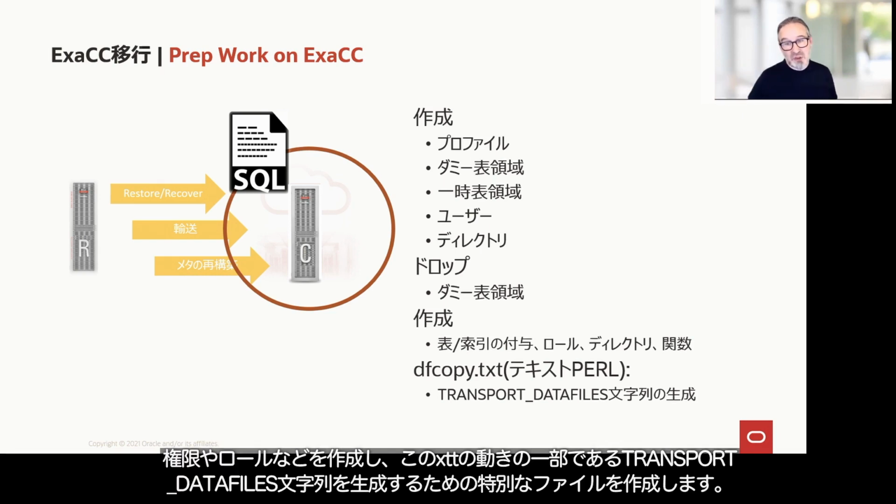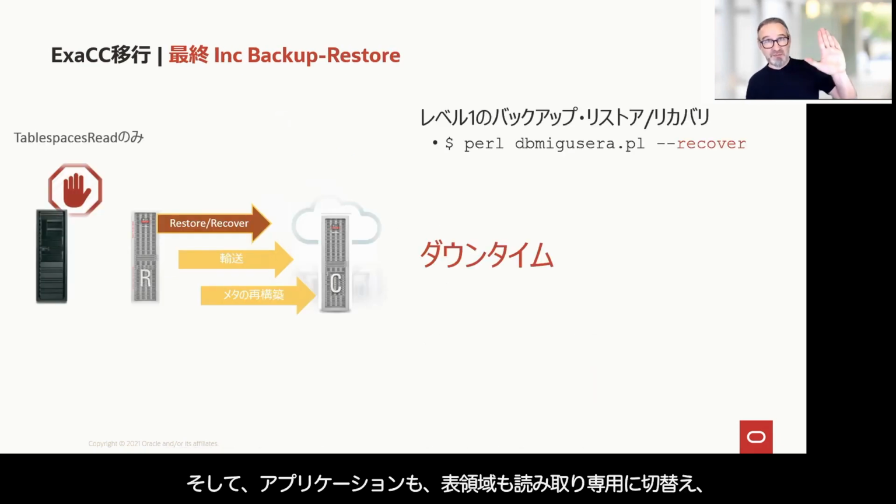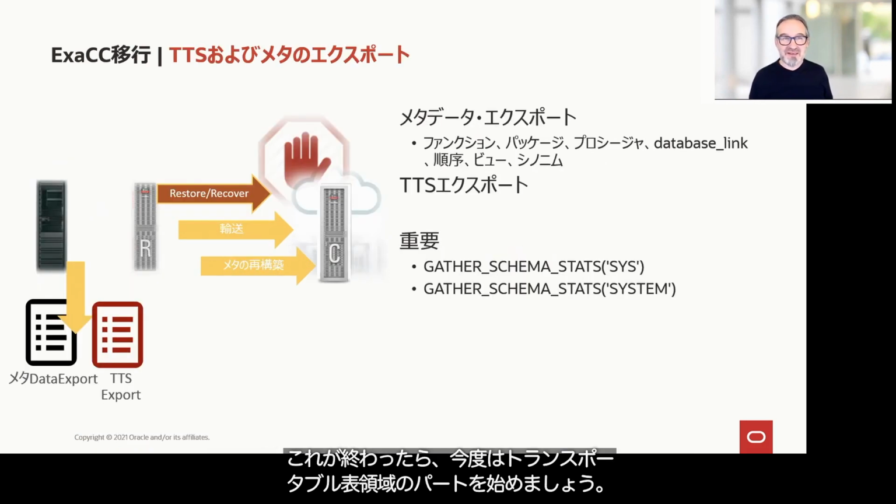I create grants, roles, and so on, and then a special file, which is part of this XTTS move, to generate the transport data file strings. Then, now, stop sign. Application goes read-only. Table spaces go read-only. Final level 1 backup. Restore, convert, recover, or otherwise convert, restore, and merge. And once we are done with that, now we can start with our transportable table space part.